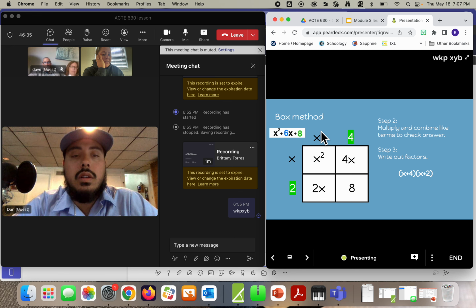So on the top, we have an x and a positive 4. So our first factor is x plus 4. On the left side, we have an x and a positive 2. So our second factor is x plus 2. So in the future, if I would ask you to factor something like x squared plus 6x plus 8, your answer will look something like this. It'll be two binomials. Eventually, we will factor when the coefficient isn't 1, but for right now, we're just going to do these basic cases.